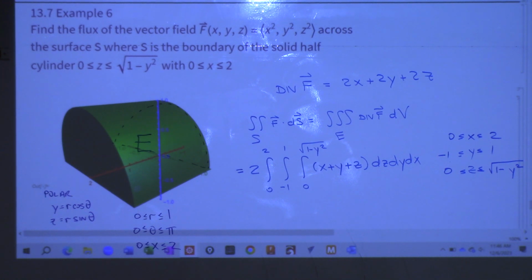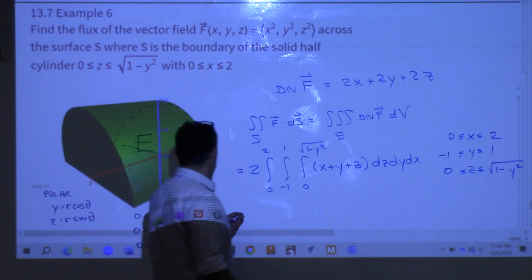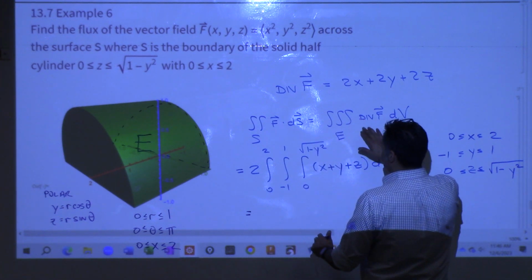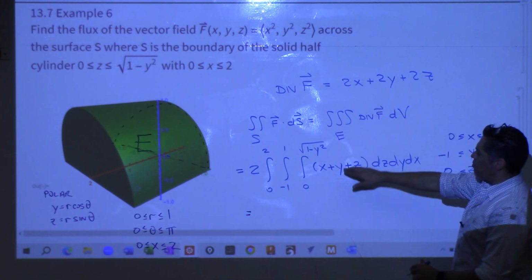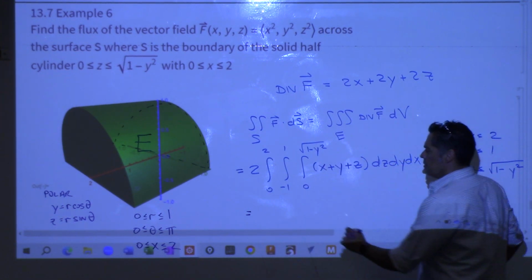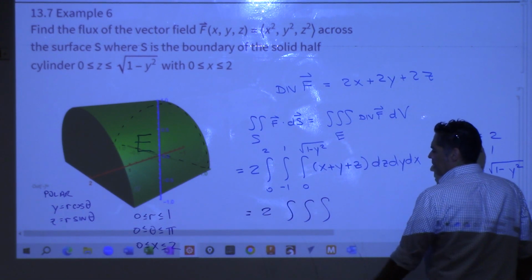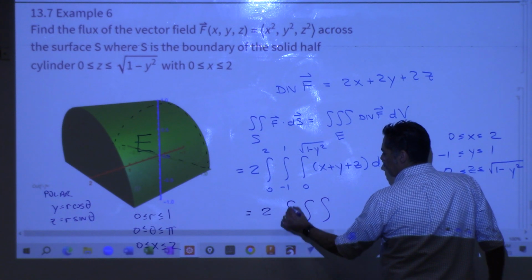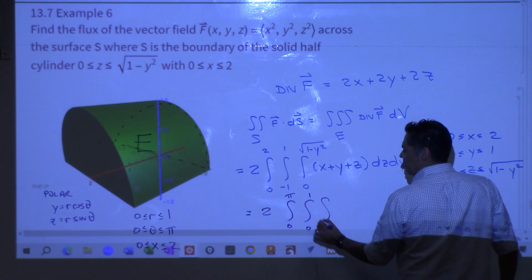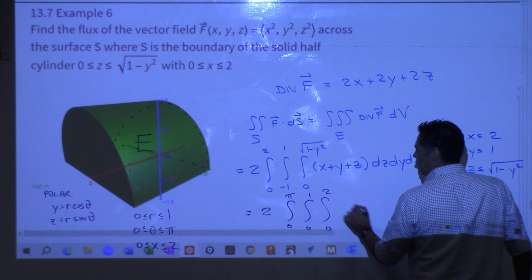And now you have constants everywhere. And that integration is probably going to be a little easier. What would this triple integral look like, though? It'd still be the x plus y plus z, right, with the 2 pulled out? Yeah. So 2, I'll have 3 integrals. Okay, doesn't matter. 0 to pi, 0 to 1, 0 to 2.